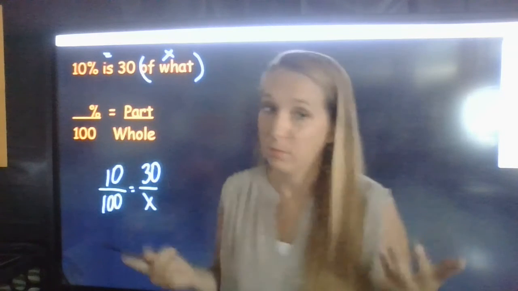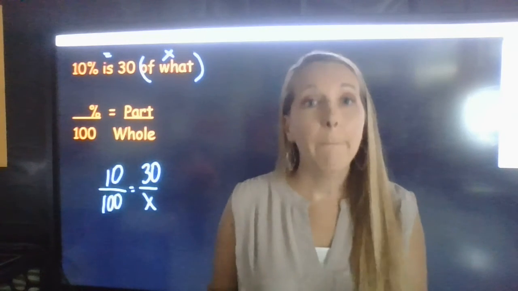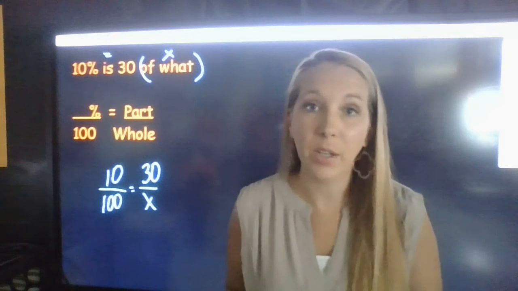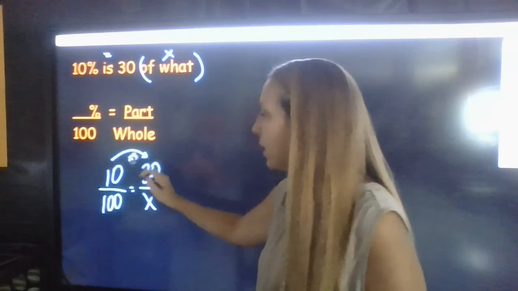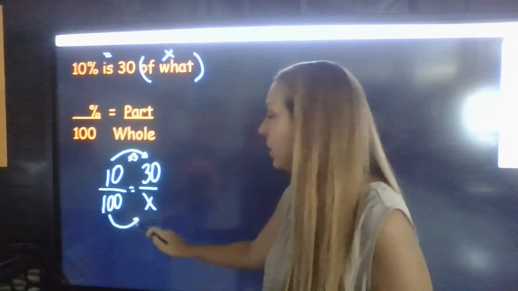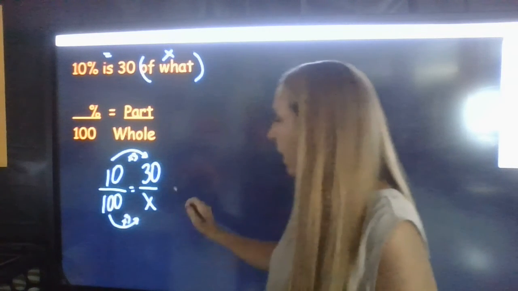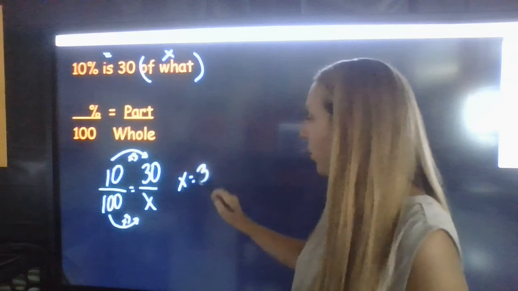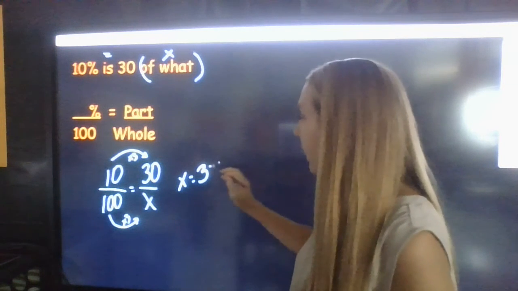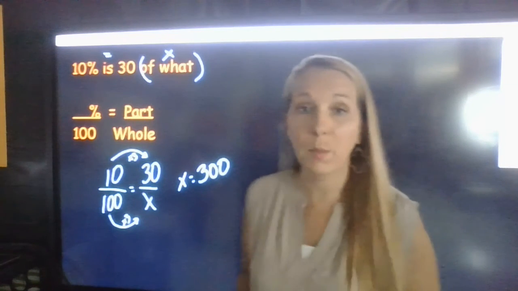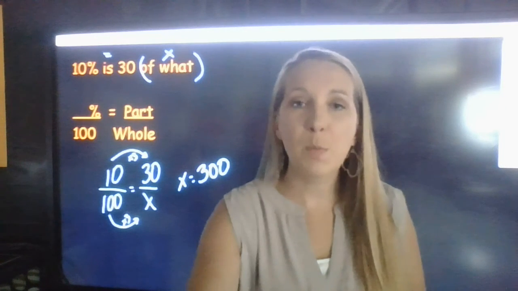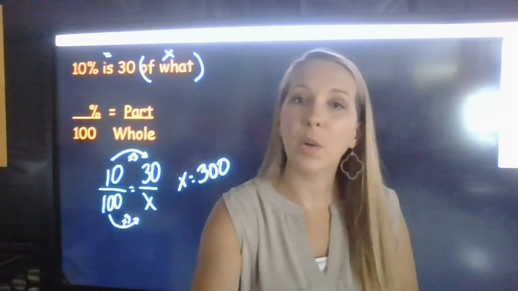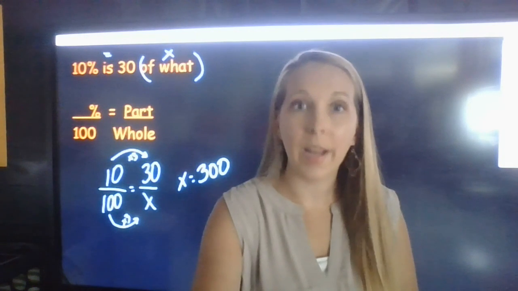Now, you could crisscross multiply here, but I see something that's a lot easier in this one. I see 10 times 3 is 30. So I could say 100 times 3. So X would equal 300. Now again, if you want to crisscross multiply in each one of these, completely fine. But sometimes you might see one that can have a little shortcut instead of crisscross multiplying every single time.